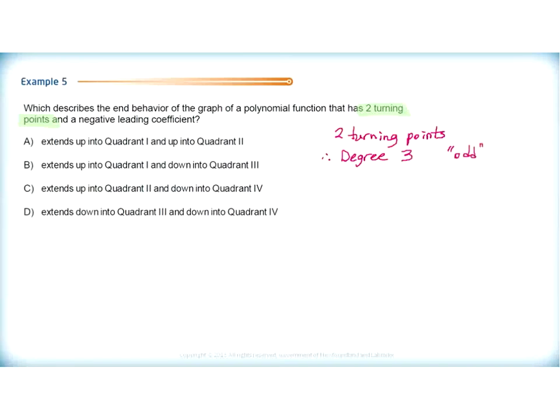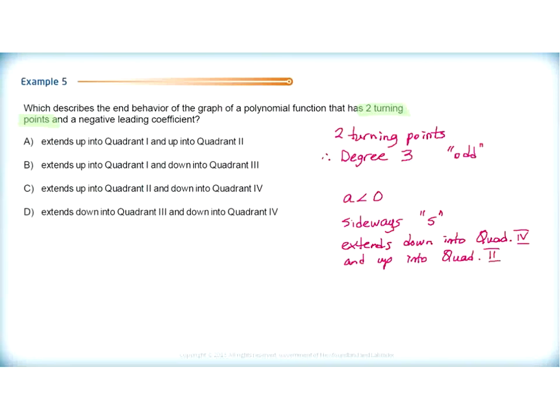If it has a negative leading coefficient, then remember that the graph has to be a sideways S. And the graph of that sideways S has to extend down into quadrant 4, because A is less than 0, and because the graph is a sideways S, it would be up into quadrant 2.